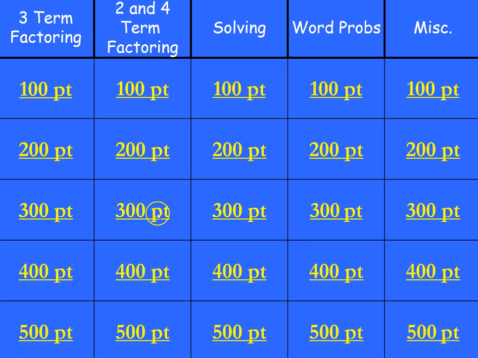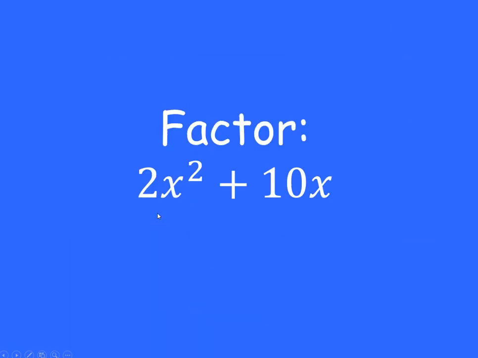Let's go for 300. Factor this: 2x squared plus 10x. Pause the video now and let's see how you do.